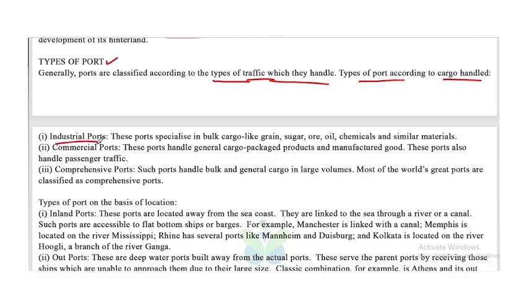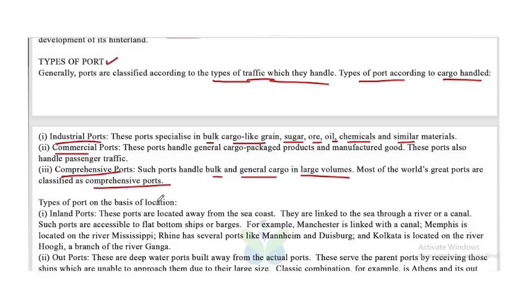First one, industrial ports. These ports specialize in bulk cargo like grain, sugar, ore, oil, chemicals and similar materials. Now commercial ports. These ports handle general cargo, packaged products and manufactured goods. These ports also handle passenger traffic. Now comprehensive ports. Such ports handle bulk and general cargo in large volumes. Most of the world's great ports are classified as comprehensive ports.